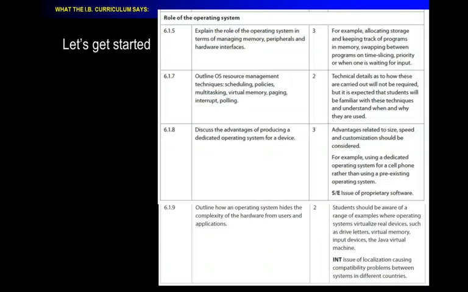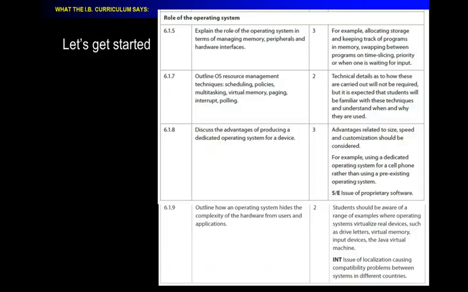Now, moving to the next page, it gets a little more technical. The role of the operating system in terms of managing memory, peripherals, and hardware. So it says, for example, allocating storage, keeping track of programs in memory, swapping between programs on time slicing, and priority when one is waiting for input. So this would be the idea of, again, this is just the example here.